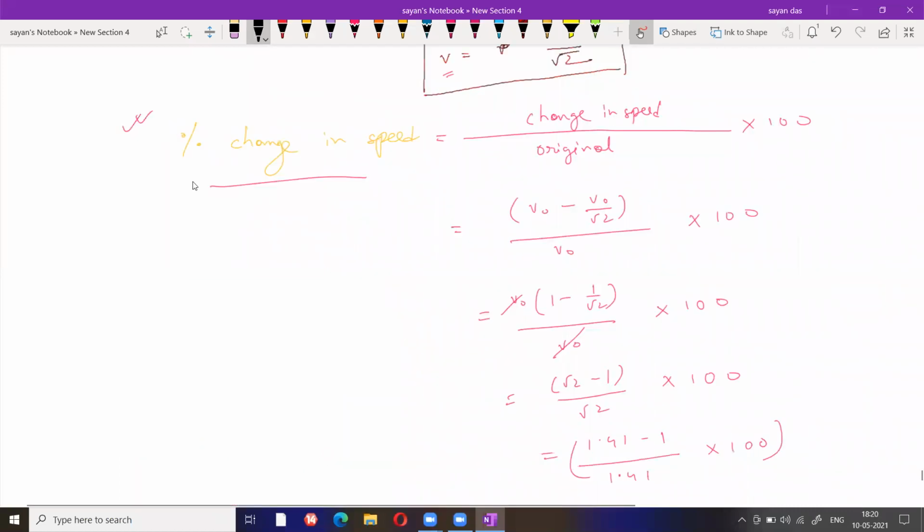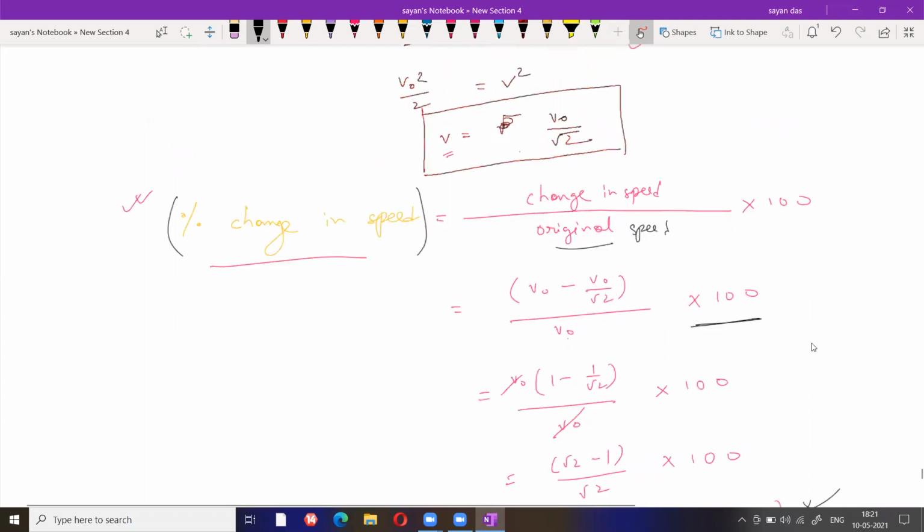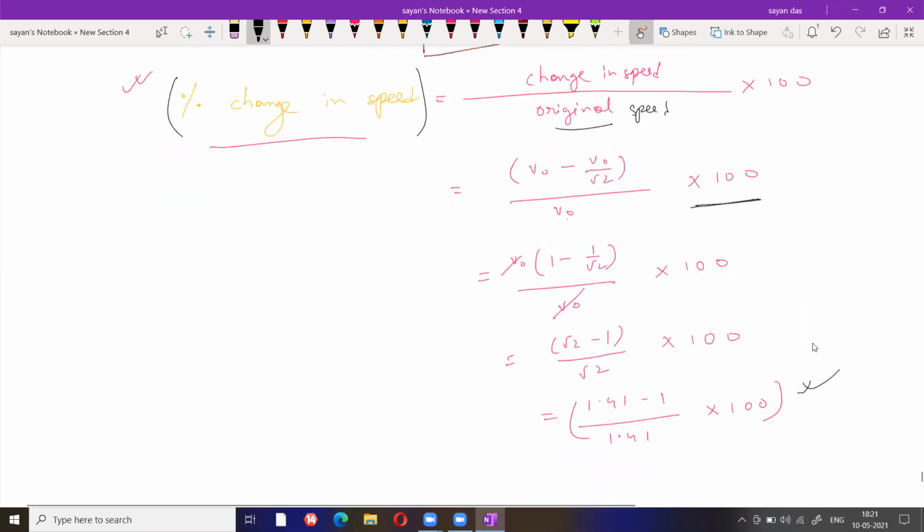Next part means, suppose questions can be changed this way. What is the percent of change in speed? Percent of change in speed is basically the change in speed divided by the original speed. Original speed is V0. Change in speed means V0 changes to V0 by root 2. Just into 100. Percent means you have to multiply by 100. Just do the calculation. Any doubt regarding this part? Okay. And the third one is homework.